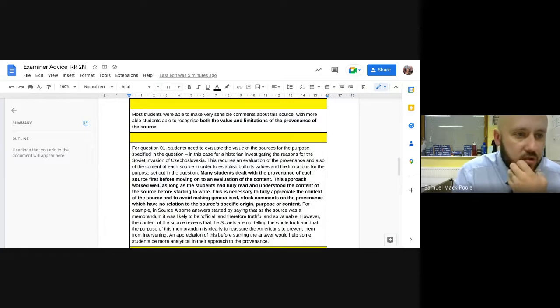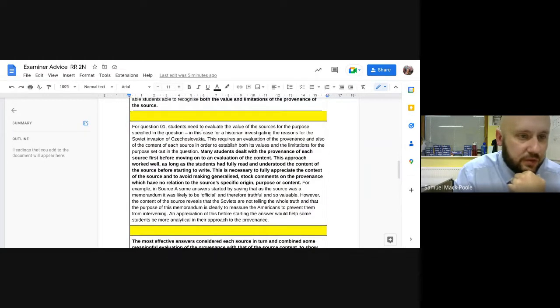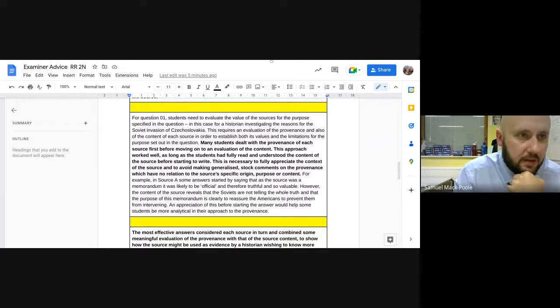Most students are able to make very sensible comments about this source, with more able students able to recognize both the value and limitations and provenance of the source. Okay, now let's see what this examiner is saying in bold.